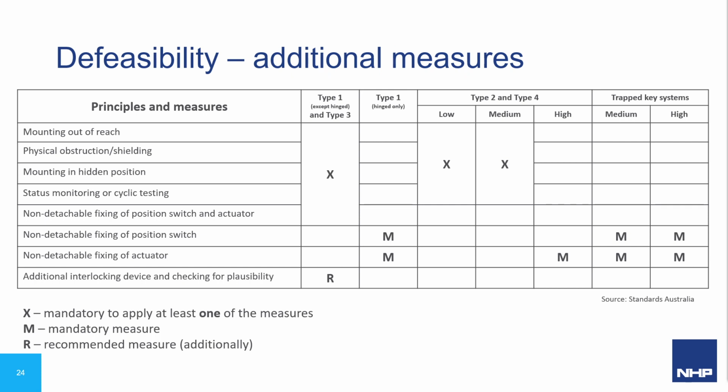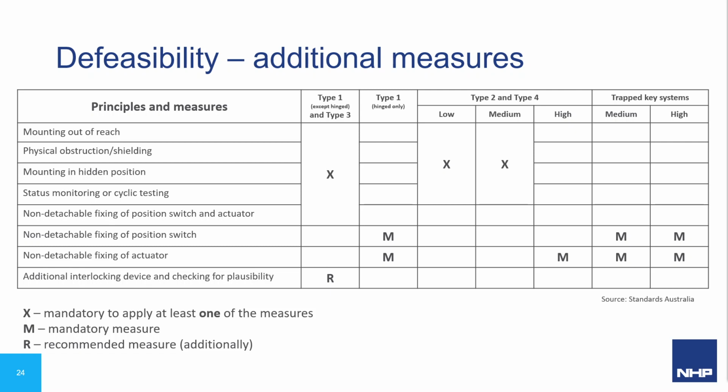Depending on the type of interlocking devices used, there are some mandatory and recommended practices which are used to manage defeasibility. For Type 1 and Type 3 devices, limit switches and uncoded non-contact switches, it is mandatory to apply at least one of these measures. Mount out of reach, physical obstruction, hiding it, status monitoring or cyclic testing, or non-detachable fixing. It is also recommended that an additional interlocking device is used for checking plausibility, that is, an extra limit switch with indirect mechanical action. For hinged Type 1 devices, such as the one which operated off a hinge cam in the very first Type 1 example, both the actuating cam and the switch must be non-detachable.